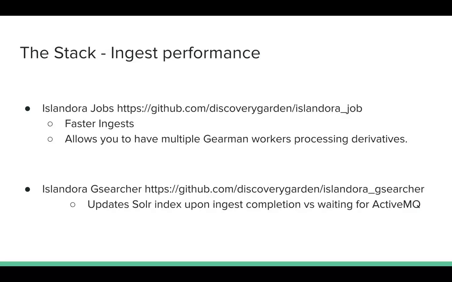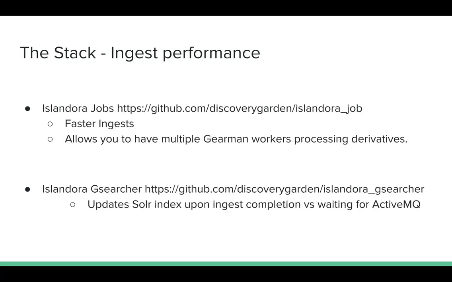What Islandora G-Searcher does is it allows you to actually disable the JMS provider in Fedora, and in doing that, it offers significant performance increase. We've done a number of tests internally, and the performance increase is about 50%, and it allows you to see the objects in the Solr index right after the ingest is completed. So once the job's done, you can actually look at your Solr and it'll just be there. There's no more waiting or questioning, is this ever going to update?